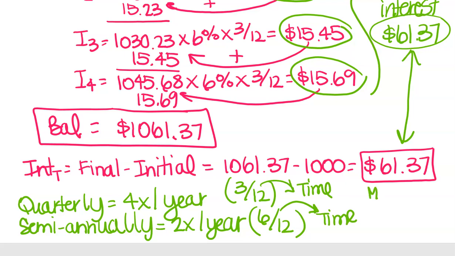Monthly would be 12 times per year, or 1/12 for the time part of it. And I think that's probably all you'll run into. We can talk more about some of the ones in the questions on Monday. As I look, I see monthly, I see quarterly, semi-annually.